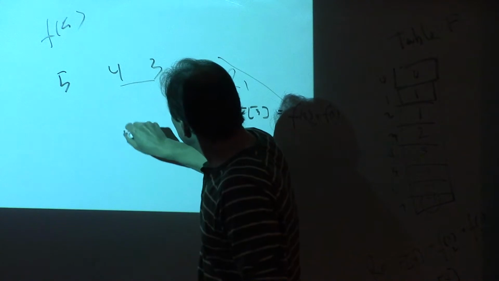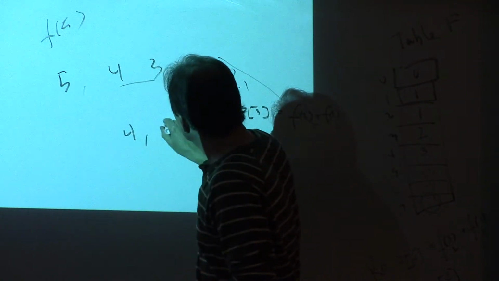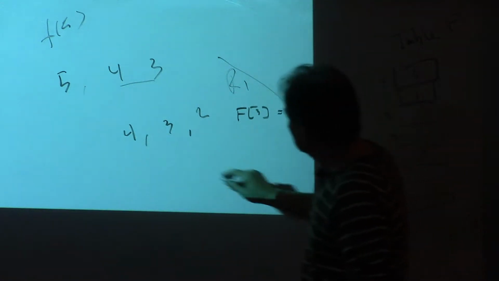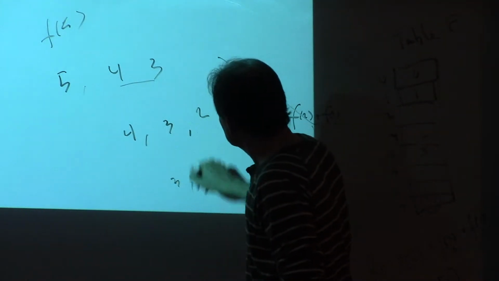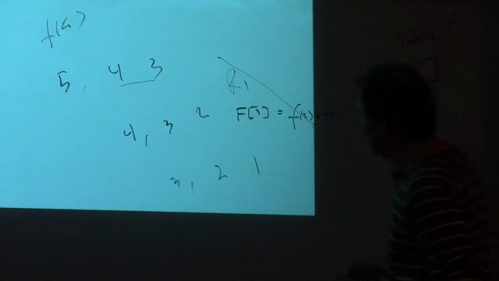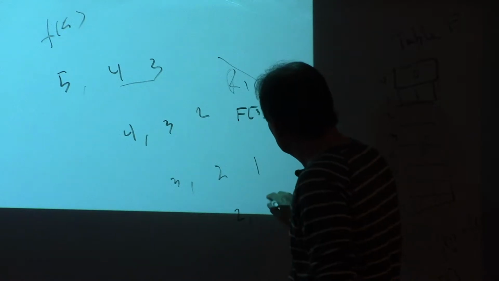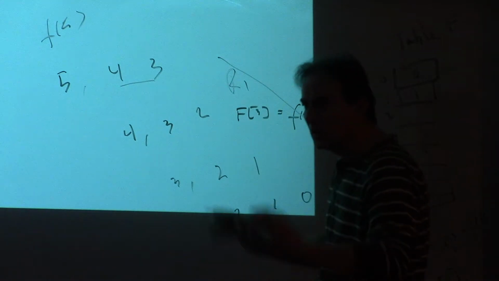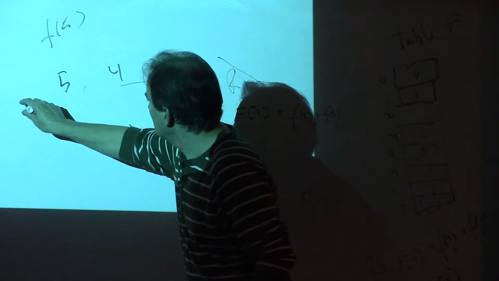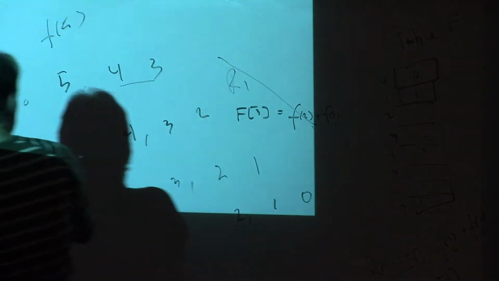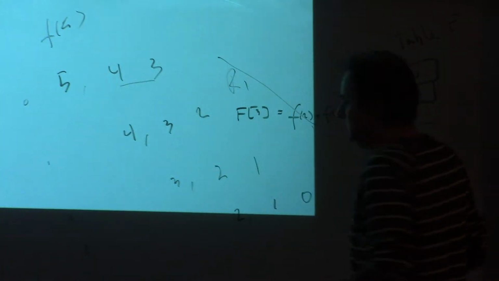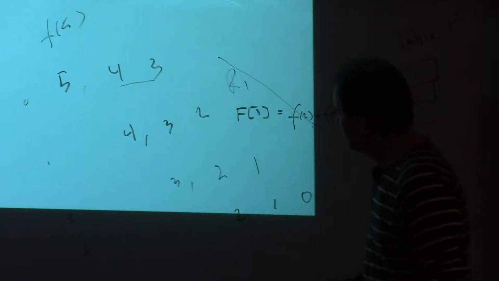So to get 4, I'm going to need 3 and 2. Do I have 3? No. So in order to get 3, I'm going to need 2 and 1. Do I have 2? No. So in order to get 2, I'm going to need 1 and 0. Okay, now we've got the recursion. So this is level 0, this is level 1, 2, and level 3 on the bottom. Just think about what we did here.